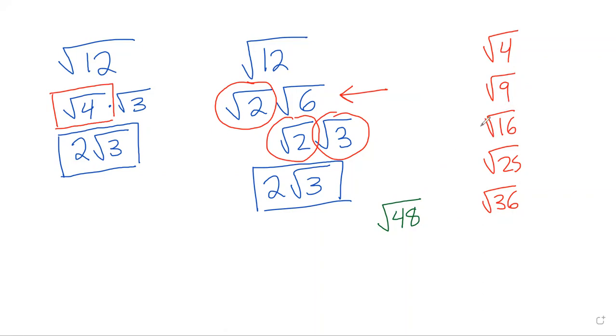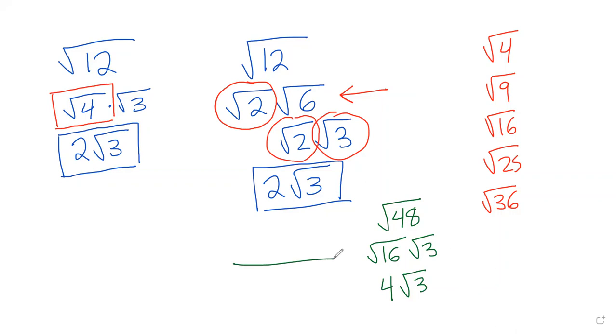And the result would be, 4 does, by the way, it would be root 4 times root 12. But there's a bigger one that goes in, which is 16. You can split 48 into root 16 and root 3. And if you see that, well, then you're pretty much done immediately.